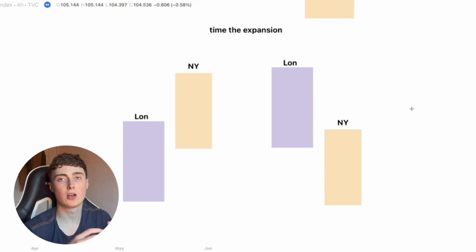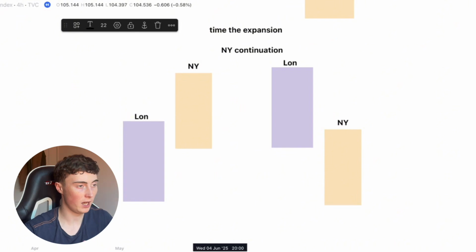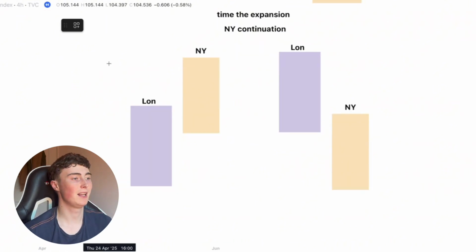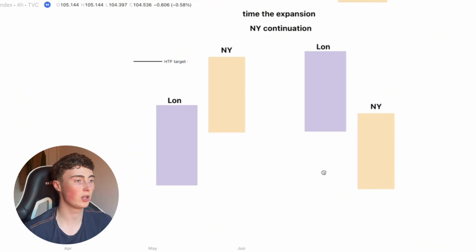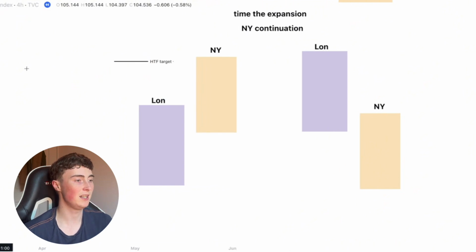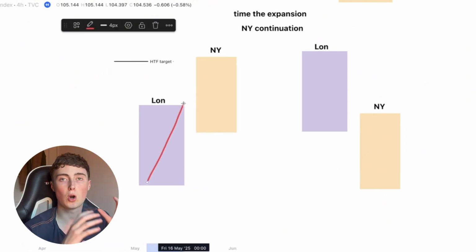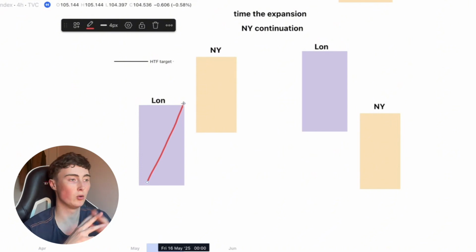Okay, so the second daily cycle I want to go over is called New York continuation. Okay, so again, we'll go over the bullish and the bearish variants. So let's start with the bullish version. Let's say that you have a clear higher time frame target up here. Okay, now to play this New York continuation, what you want to see is London impulsing towards your higher time frame target, but not quite reaching it. Okay, so price has impulsed towards your target, but not reached it.